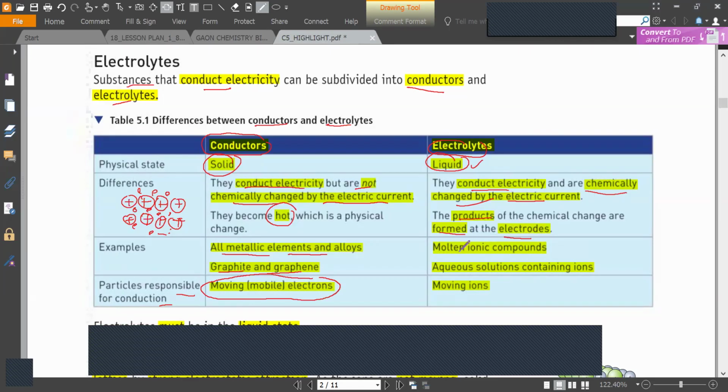Normally there are two types. First, molten ionic compound, for example sodium chloride. We just melt it, so we have the sodium and chloride ions.